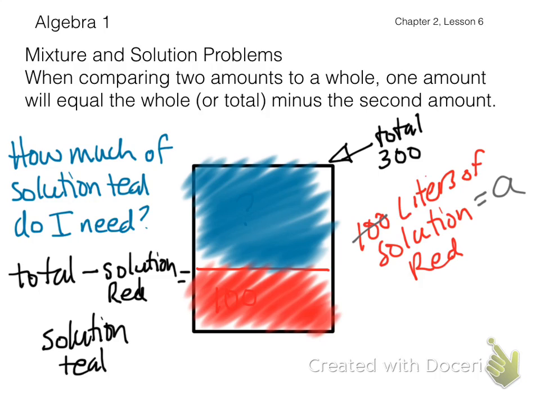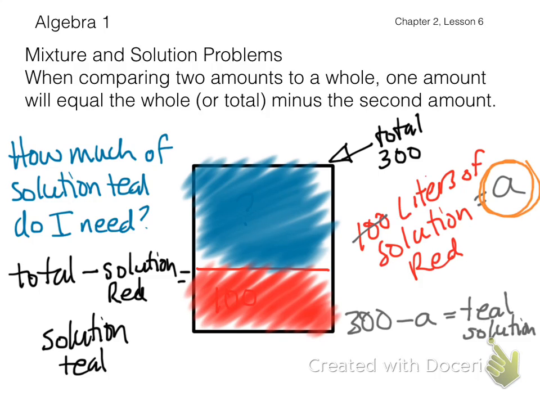If I really didn't know how much red solution I needed, maybe I don't know that I have 100 liters. Maybe I know that I have A amount of red solution, and I still need to figure out how much teal solution I need. It's going to be the total minus A equals the teal solution. And this is going to come in really handy on the very next slide. So make sure you're mulling this over as I go to the next slide.